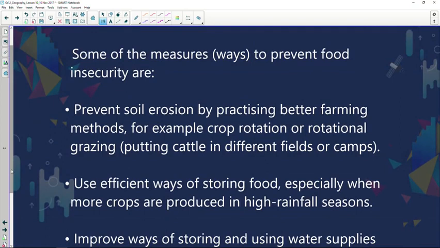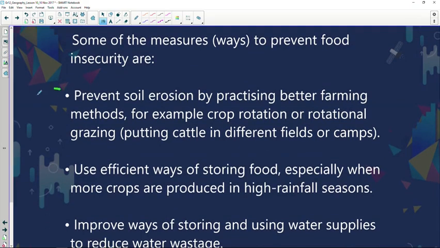So, very importantly, if you look at farming, over-cultivation, there's your farm. Always divide your farm into different camps so that we don't experience over-cultivation. Move your cattle from the one camp to the next camp so you can give the pasture lands time to grow again. Use efficient ways of storing food, especially more crops during high rainfall seasons.